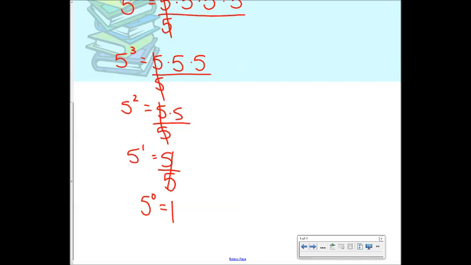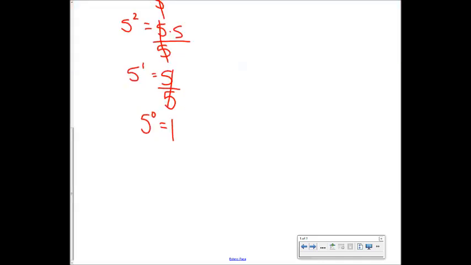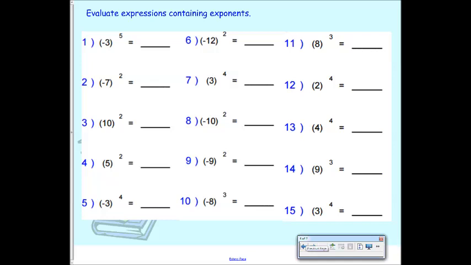Because essentially what exponents are doing is as your exponent gets smaller, you're dividing by that number, and anything divided by itself is what? 1. So that's why anything to the 0 power is 1. So 1,000,000 to the 0 power equals 1. 10 to the 0 power equals 1. Literally anything to the 0 power is going to be 1, and that's because something divided by itself is 1. Okay. All right, go do these 15. Careful with your signs.